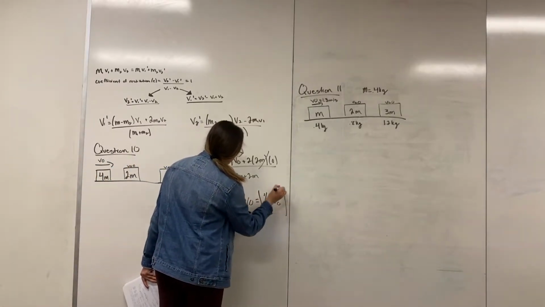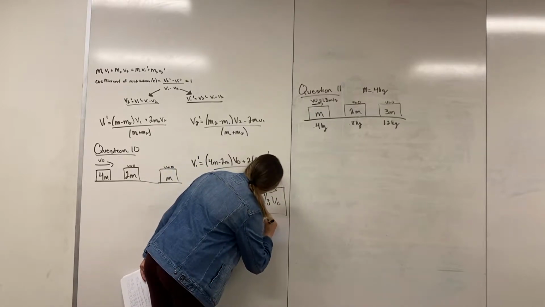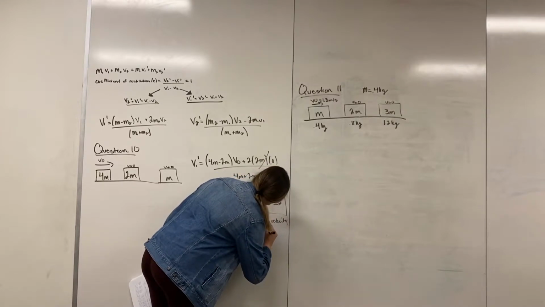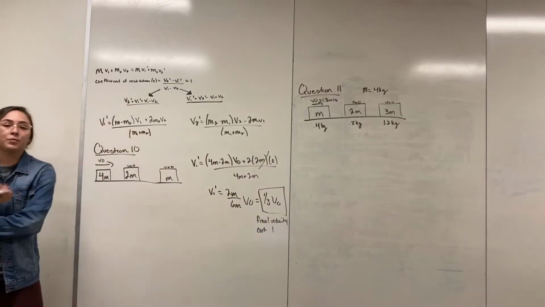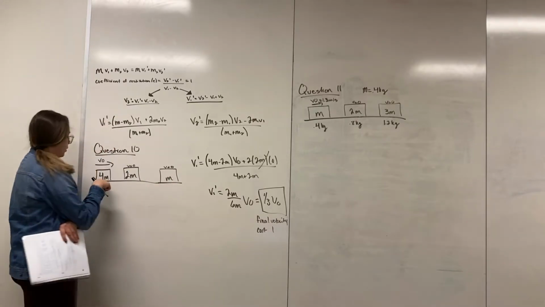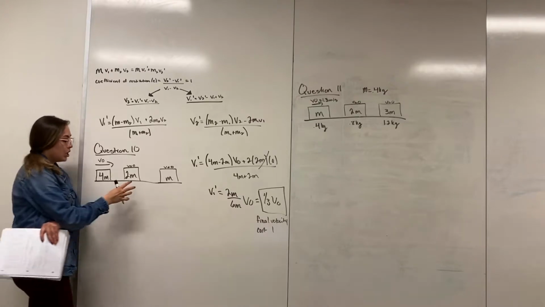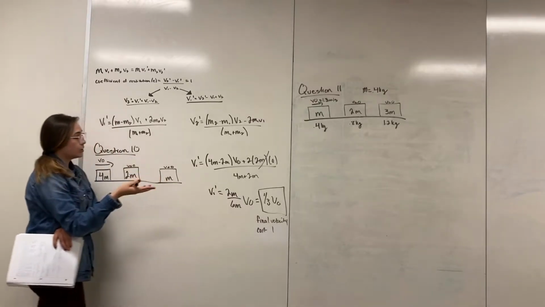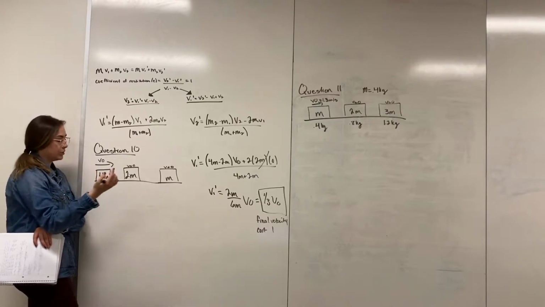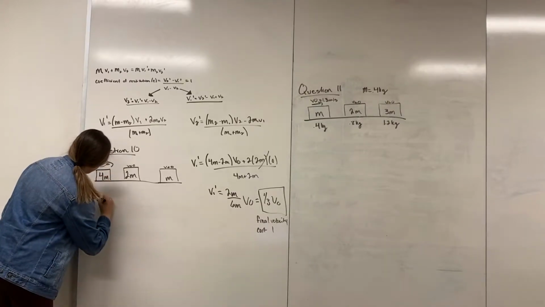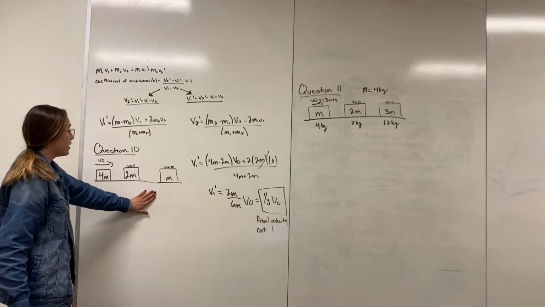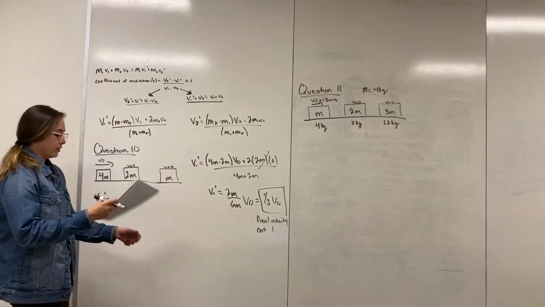And our v2 prime is actually going to be the v1 for the second collision, because the first collision is with 4m and 2m, and the second collision is with 2m and m. So now we're going to solve for v2 prime in order to start solving for the second collision. So v2 prime, once again we're going to input our values into the equation we derived.